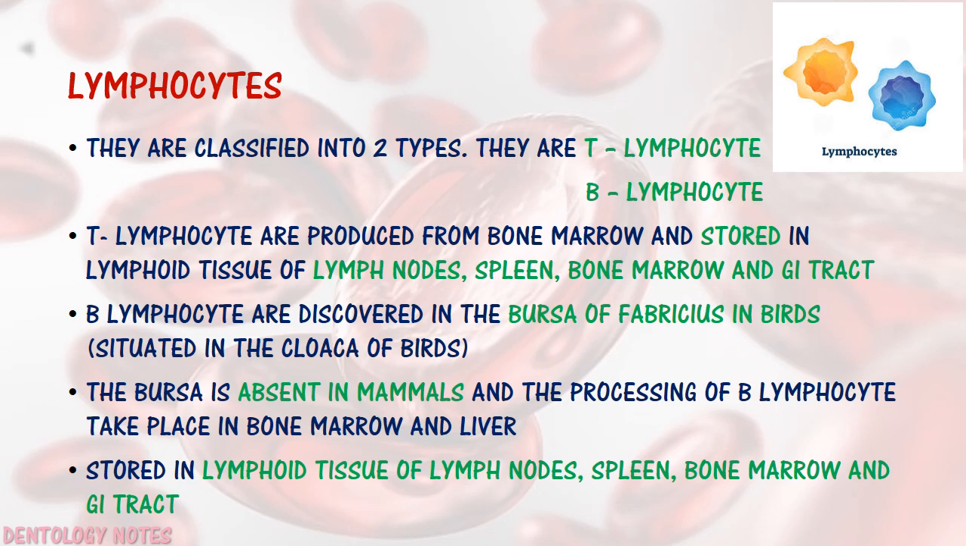Lymphocytes. They are classified into two types. They are T lymphocyte and B lymphocyte. T lymphocytes are produced from bone marrow and stored in lymphoid tissue of lymph nodes, spleen, bone marrow and GI tract. B lymphocytes were discovered in the bursa of Fabricius in birds, situated in the cloaca of birds. The bursa is absent in mammals and the processing of B lymphocyte takes place in bone marrow and liver. Stored in lymphoid tissue of lymph nodes, spleen, bone marrow and GI tract.